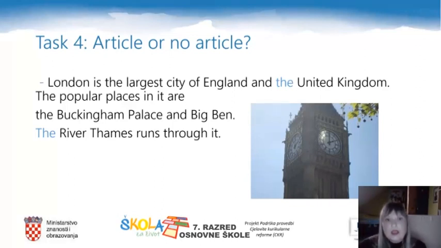So, you can see the correct answers now. London, no article, is the largest city of England and the United Kingdom. The popular places in it are the Buckingham Palace and Big Ben. The River Thames runs through it.